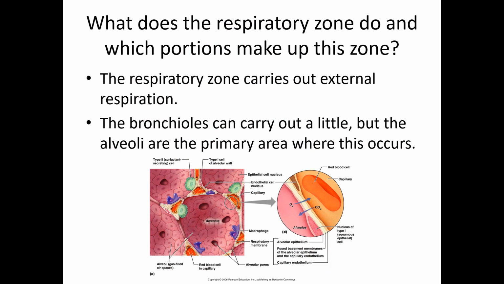What does the respiratory zone do and which portions make it up? This is the zone that actually does gas exchange. So this would be the lower respiratory system, the lungs themselves. The lungs consist of all these tiny little air sacs called alveoli, which is plural; alveolus is singular. This is where oxygen is going to get into the bloodstream and CO2 is going to come from the bloodstream into the alveoli so you can breathe. It's got a very thin membrane that makes it up, but this is the respiratory zone.